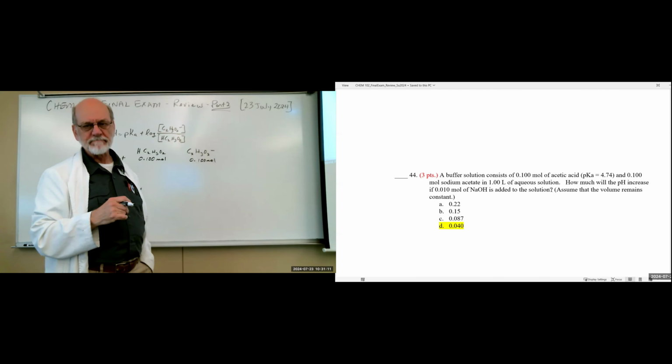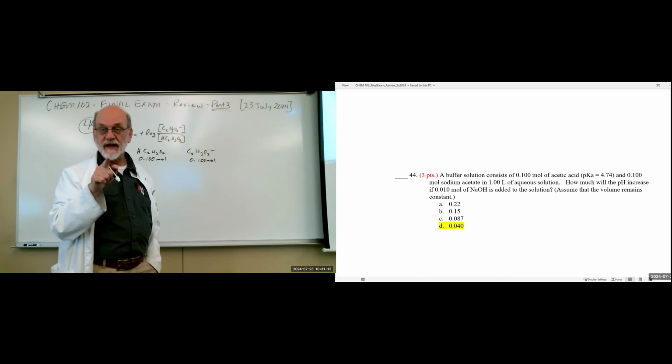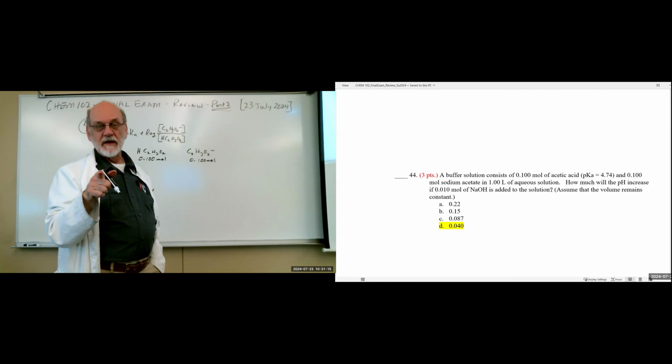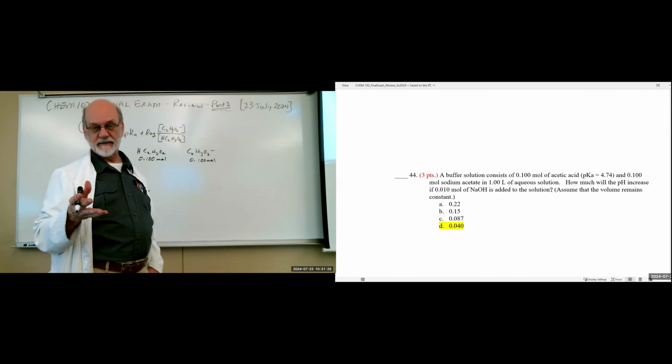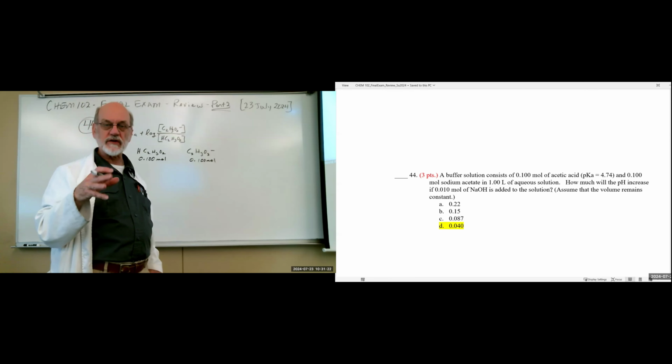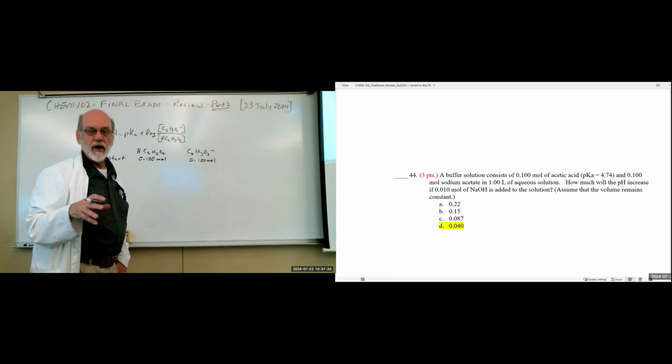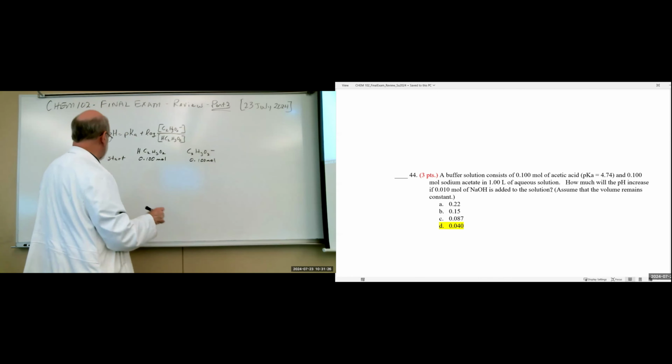Okay. Assume the volume remains constant. That's a key there. We're going to add some sodium hydroxide, but we have to assume that it's still 1 liter. So we can get the concentrations afterwards. Okay, 0.01 mole sodium hydroxide.